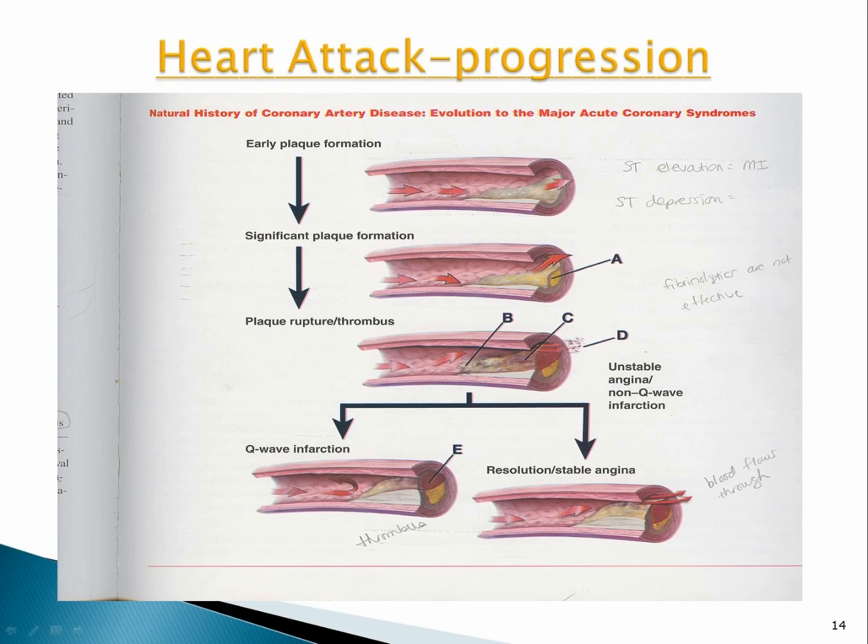Death of myocardial tissue might be called Q-wave infarction, meaning that when looking at the EKG tracing, you will see a wave right before the QRS. This wave indicates poor ventricular function and is likely for heart failure.